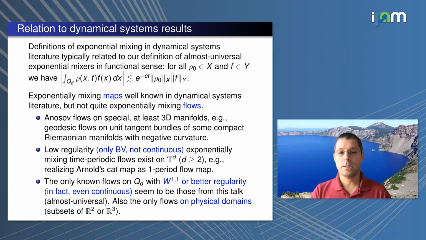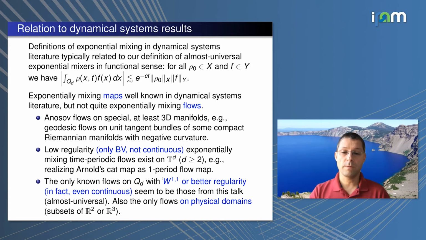When you want some examples on flat spaces, so for example, on the torus, you have some low regularity exponential mixing flows. These Anosov flows are time independent. These are time dependent. And for example, you can realize the well-known Arnold's cat map as a one-period flow map of a time periodic flow with a very simple structure. But this flow is not continuous. It's only BV. And again, it's only on the torus. So as far as I know, I'm not aware of any smoother examples.